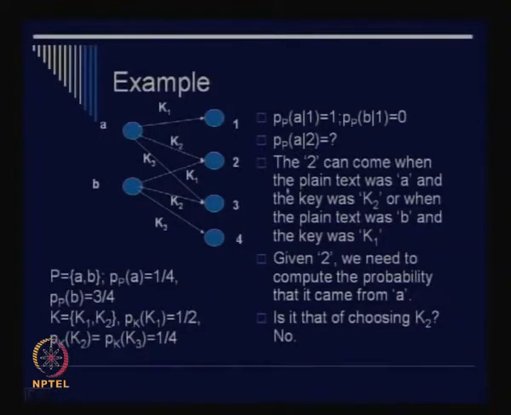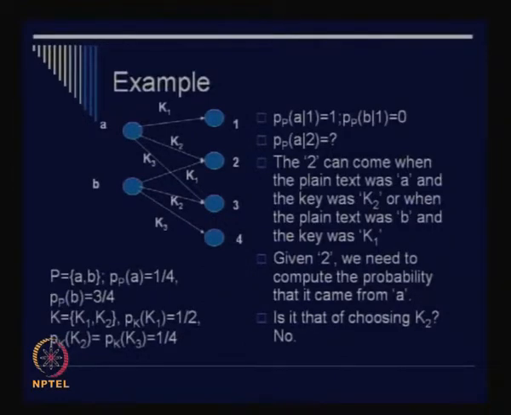Okay, so you know that this 2 can actually come from 2 plain texts. It can come from A as well as it can come from B. So the 2 can come when the plain text was A and the key was K2, or when the plain text was B and the key was K1. Okay, so now the question is, given 2, we need to compute the probability that it came from A, right? So is the probability the same as that of choosing K2?